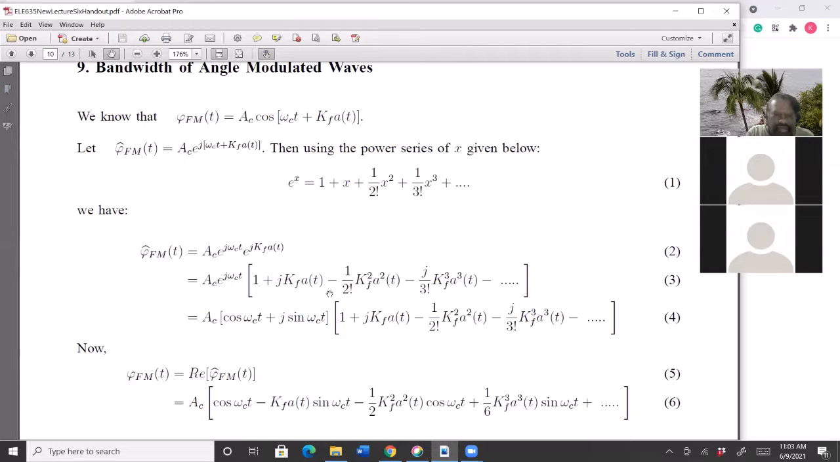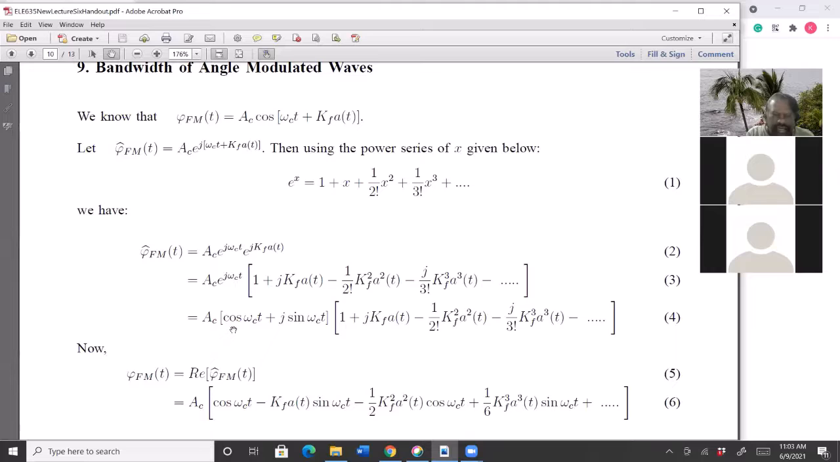And then what do I do? At this point, I write Euler's formula. Replace this with cos ω_c t + j sin ω_c t. Then I multiply it out, but I only concentrate on the real part. Why? Because my original signal is the real part of this. So the first real part is A_c cos ω_c t times 1. Yeah, I have that here, and anyway, I have pulled out A_c.